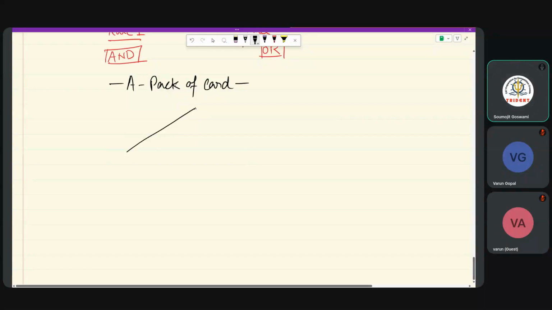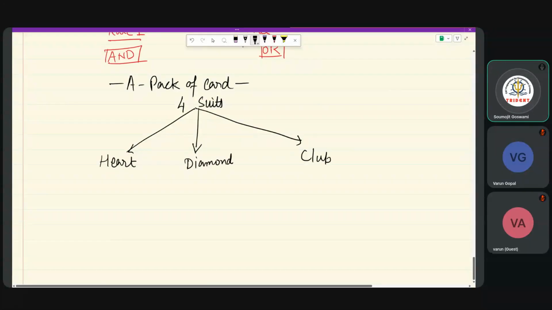A pack of cards, please understand, has... once I'm done, I'll tell you to take a screenshot. Right now, just focus on what I'm saying. A pack of cards has four suits. You call it suite, suits, I don't care. What are these suits? Heart, diamond, club, and spade.